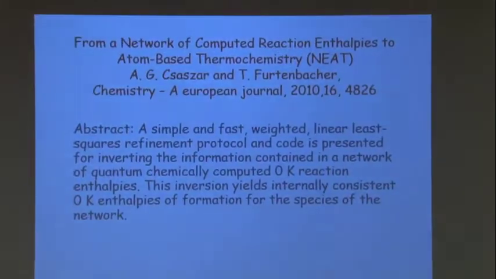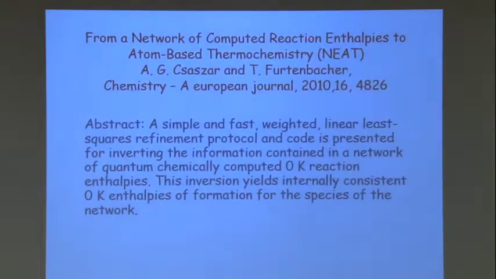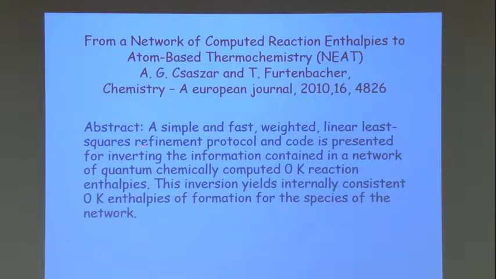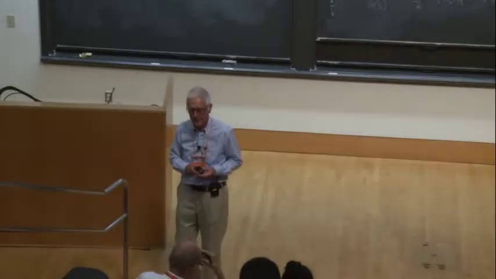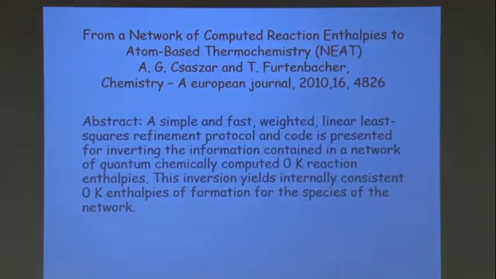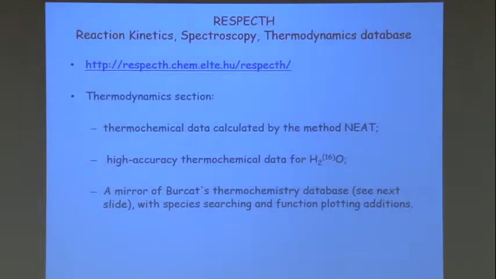There's another set of calculations that comes from this group in Budapest. And this is the abstract. Simple, fast, weighted, linear least squares refinement protocol and code is presented for inverting the information contained in a network of quantum chemically computed 0 K reaction enthalpies. So again, it's really very similar to the approach used in ATCT. These are for really quite small species, but nevertheless, they're very accurate.